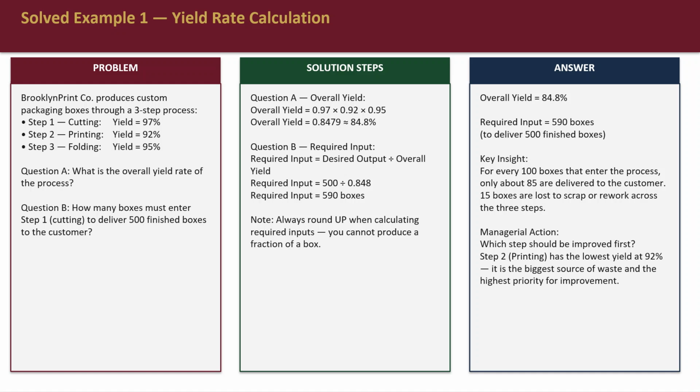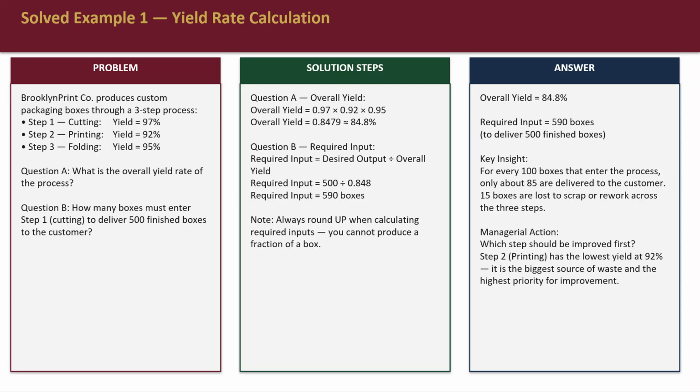Brooklyn Print Company makes boxes in 3 steps: cutting, printing, and folding, with yields of 97, 92, and 95%. Follow the middle column with me. Question A asks for the overall yield. We multiply the 3 yields together, and we get 0.8479, about 85%.